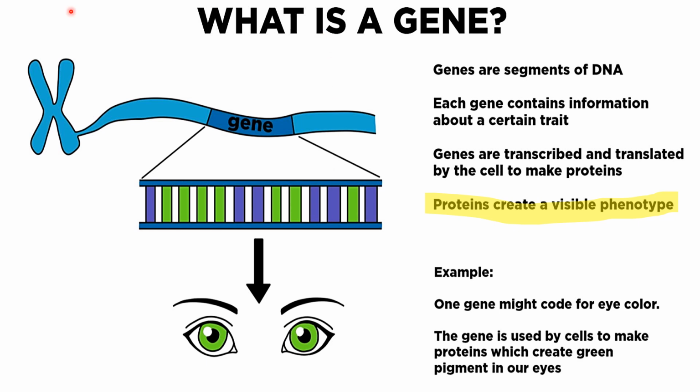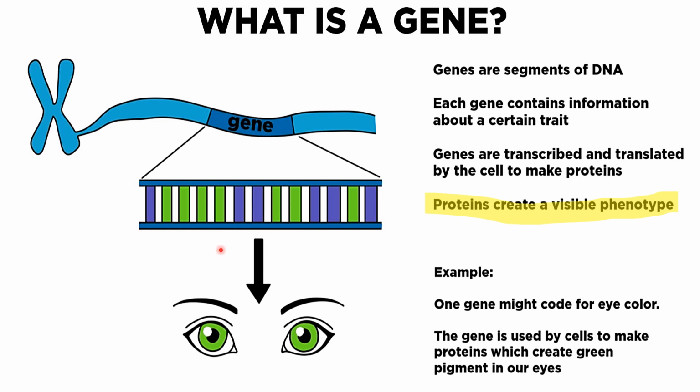So here let's see what a gene is. Genes are segments of DNA. Here you can see this is the chromosome and this is the DNA. So this gene is what? A segment of DNA. Each gene contains information about a certain trait. Here this gene codes for the eye color in humans. Genes are transcribed and translated by the cell to make proteins. Then proteins create a visible phenotype.